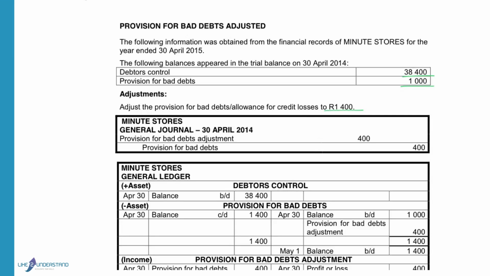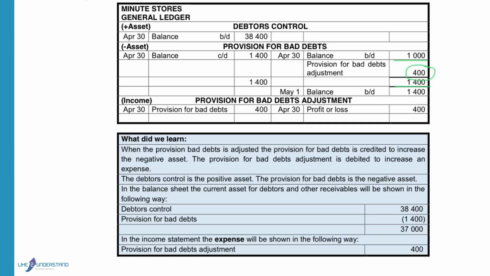1,400. At the moment, the balance is 1,000 rand. So if we want to increase it to 1,400, we have to record 400 on the credit side so that the new balance will be 1,400 rand. If we credit the provision for bad debts with 400, then it means that we will debit the provision for bad debts adjustment with 400, and that means that we have an expense of 400. So when we increase the provision for bad debts, the adjustment account will be debited and we create an expense.